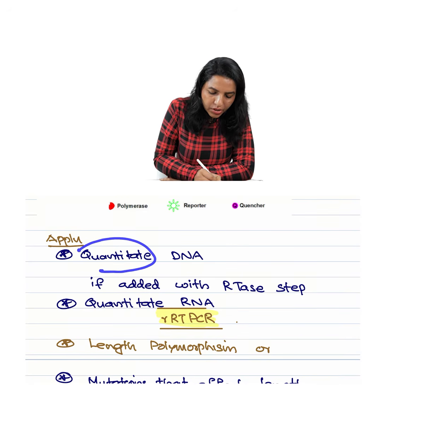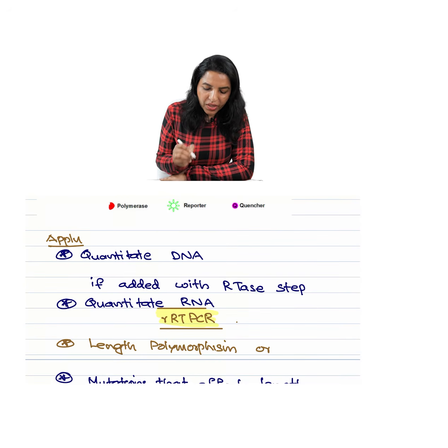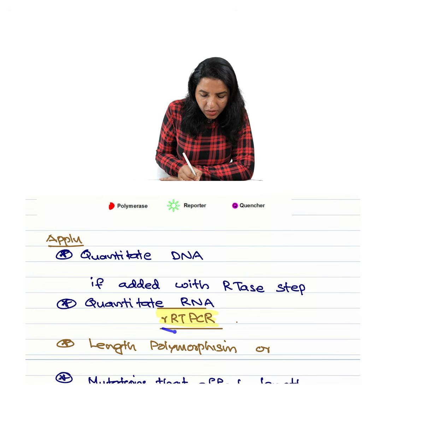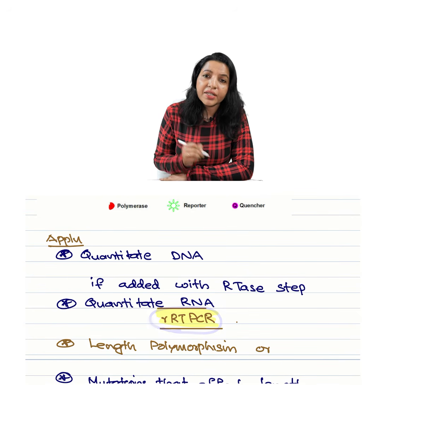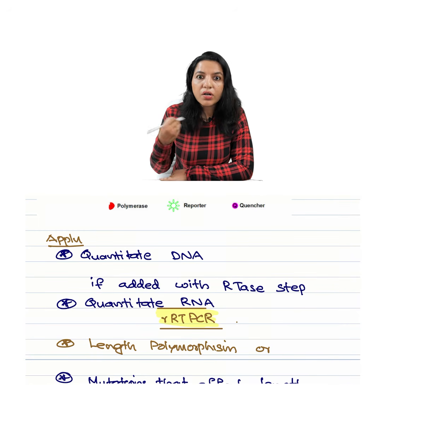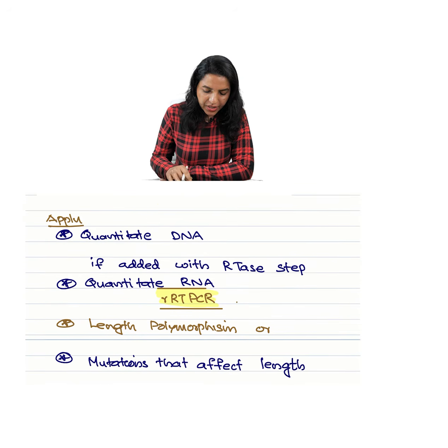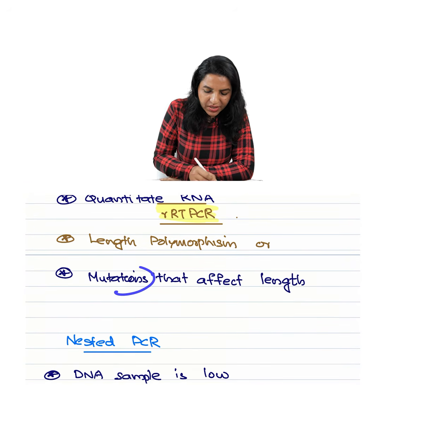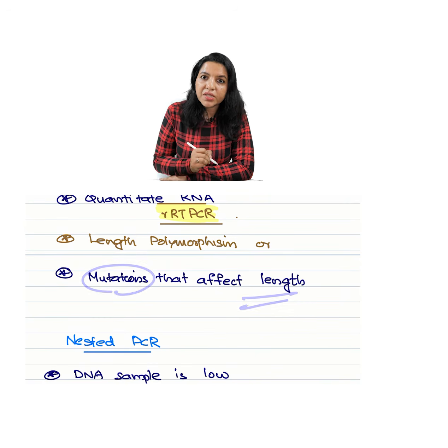First and foremost is to quantitate DNA. If we add a reverse transcriptase reaction to this real-time PCR, then it is called RT-qPCR, and then we can quantitate the RNA as well. So real-time PCR is used to quantitate DNA or RNA. That is very important. Then another thing is that this is used to detect length polymorphism or mutations that affect the length. So these are the uses of real-time PCR.